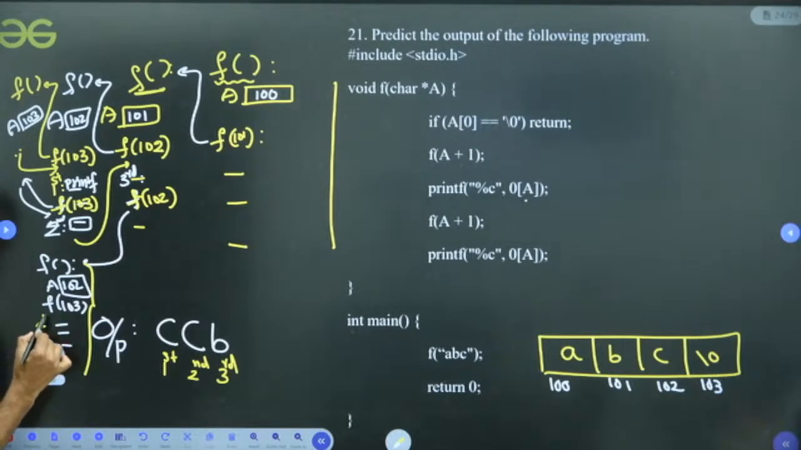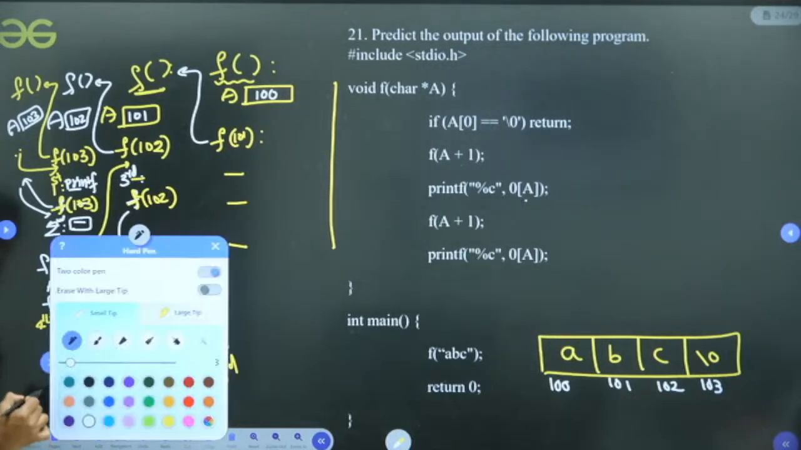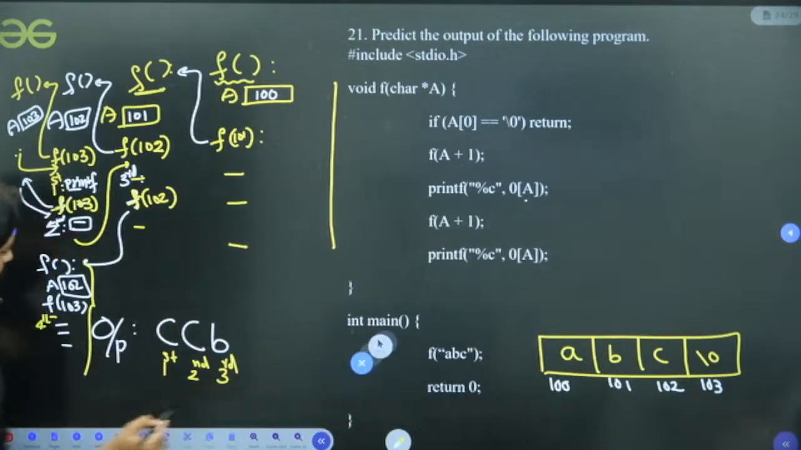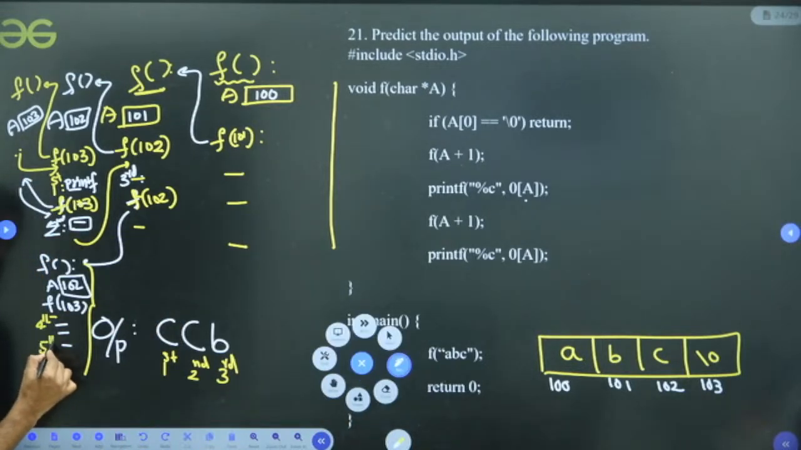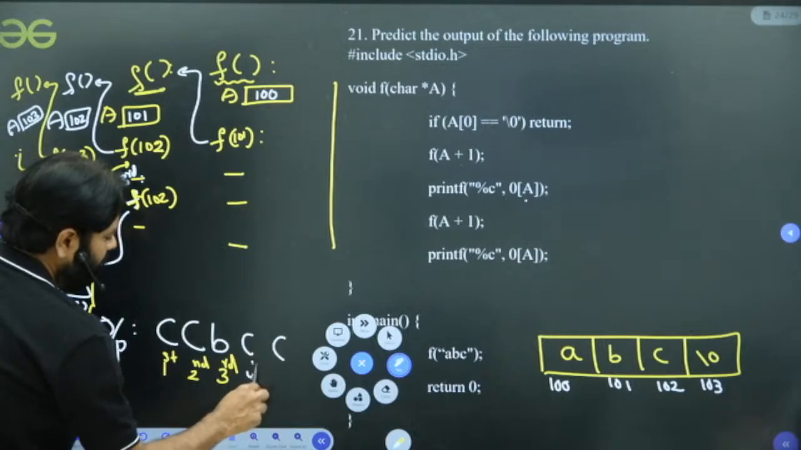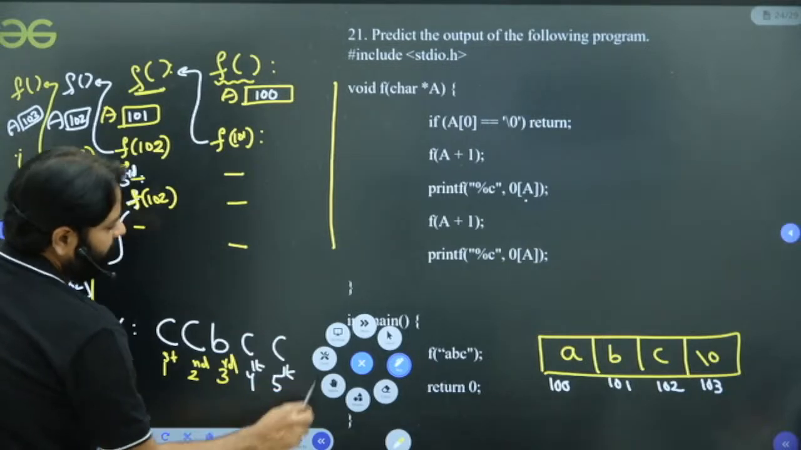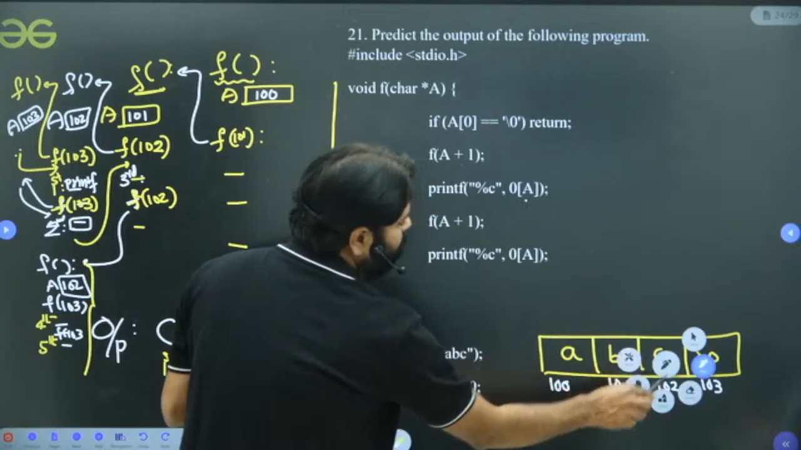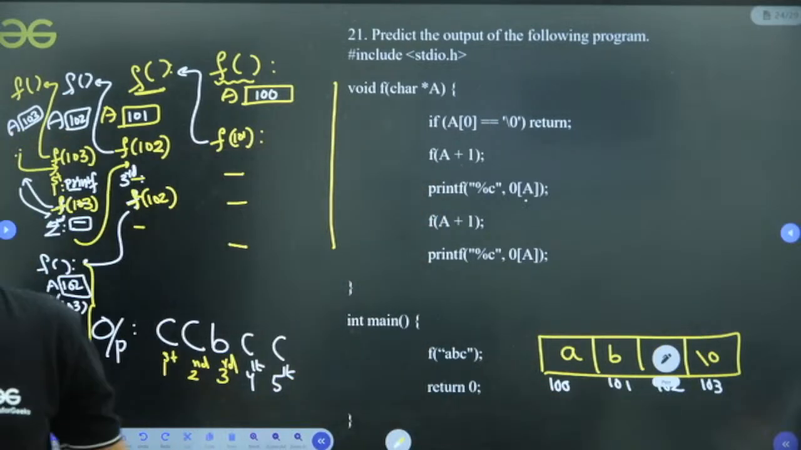Fourth one is here. Here the fifth one is here. So there are two F calls here, 103. So CC is printed here. Have you seen what mistake you are doing? If there were no options, you might be in danger. Whoever answered all the outputs, you are gone.